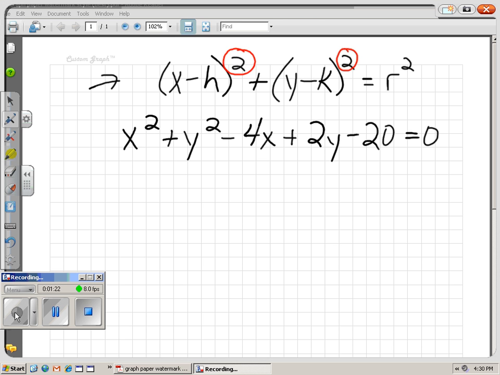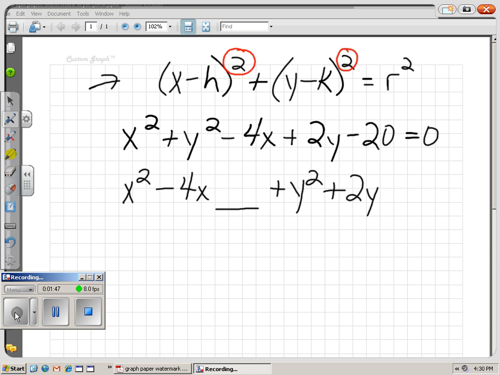Alright, our first step is to kind of get the x's together and get the y's together. So I'm going to put my x squared and my minus 4x together. Now I'm going to leave a little space right here because I'm fixing to complete the square. I'm going to add that special number right there that'll make it break into something squared. Now at the same time I'm going to collect my y's. So there's my y squared and there's my plus 2y.